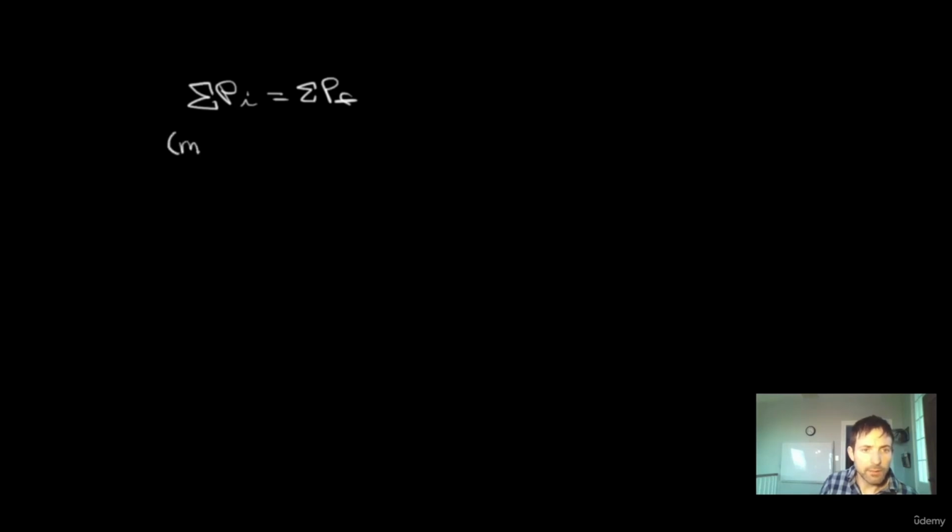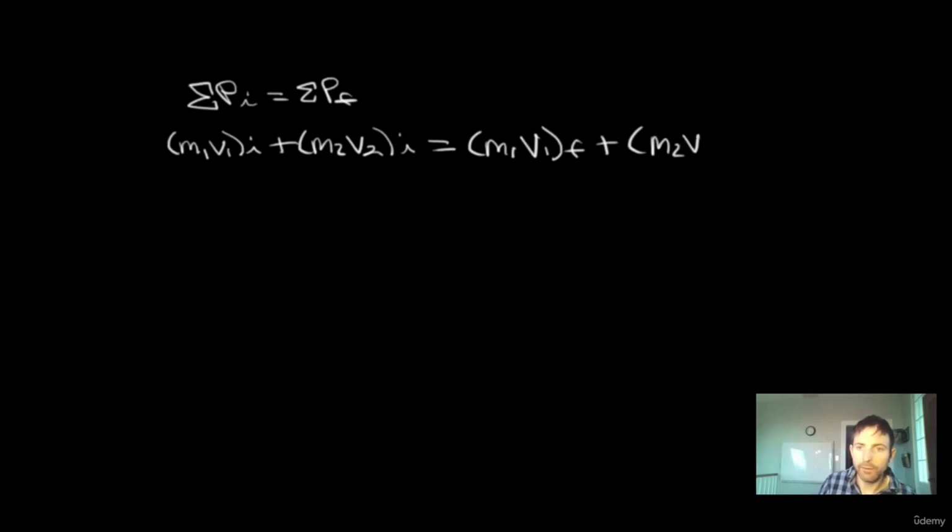the mass of object 1 times the velocity of object 1 initial, plus the mass of a second object that it's colliding with times its velocity initial, and that should be equal, since it's conservation, to the mass of the first object times its velocity final, plus the mass and velocity of the second object final.